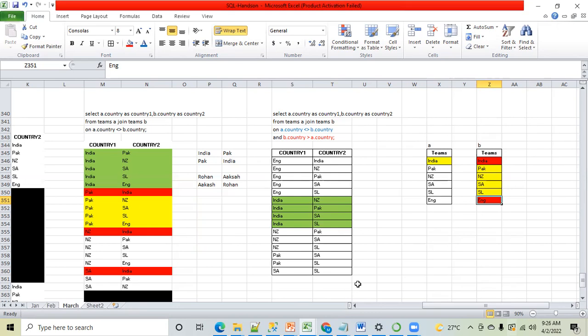No? No, that is a duplicate or something. It's repeated. No, I'm not talking about that, whether it is repeated or what. My question is, do you have this record here, India and England? Yes or no? Do you have this combination?